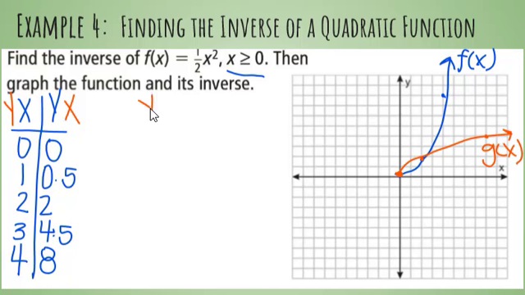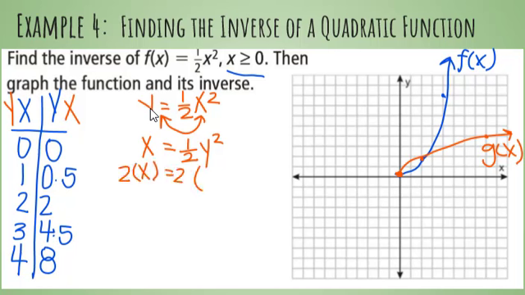Again, we're going to rewrite this, replacing the f of x with y. And then to find the inverse function, we swap the x and the y. So we have x equals 1/2 y squared. Now we want to solve this for y. First we're going to move the 1/2 by multiplying both sides by 2. So we have 2x is equal to y squared because 2 times 1/2 is 1.